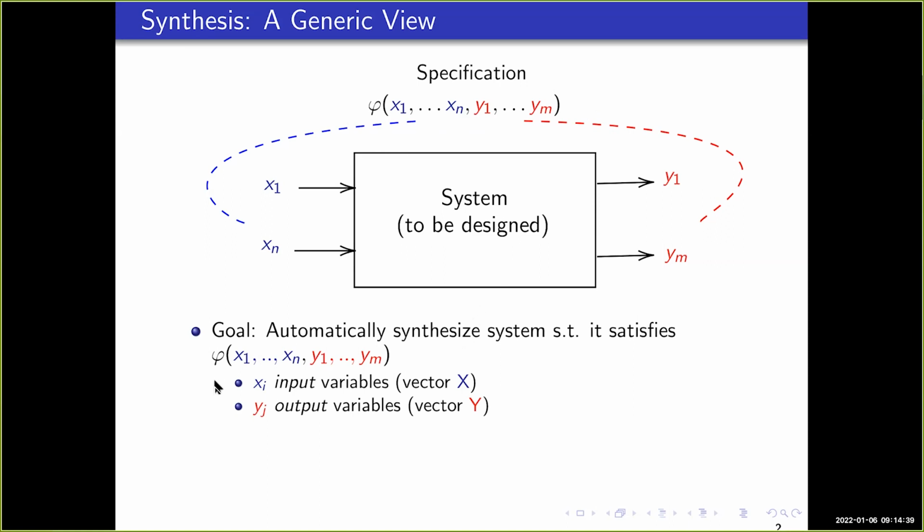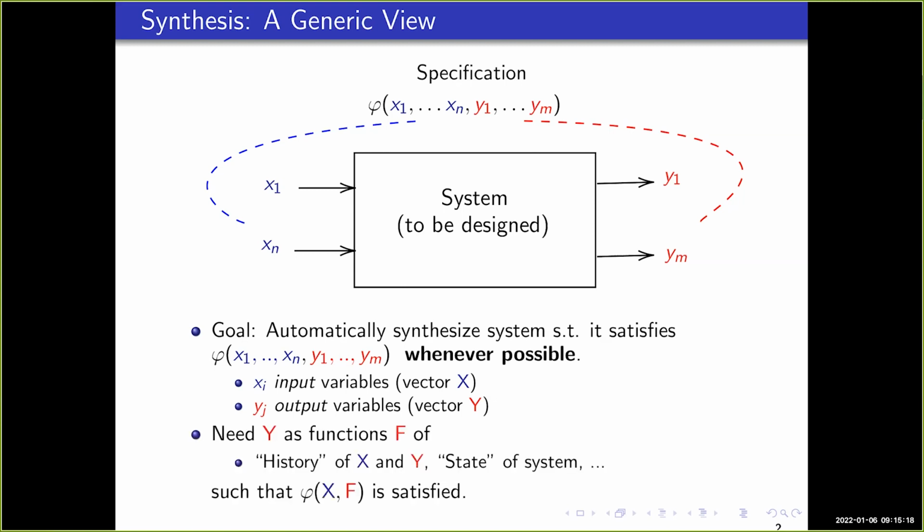Now we will soon see that if I give you an arbitrary formula like this on some input variables and output variables, it may not be possible to design any realistic system which can actually satisfy that specification. So we will add this extra rider to it, saying that we want to automatically synthesize the system such that it satisfies the specification, but whenever possible. And if you give me a specification such that it is not even possible to design such a system which satisfies that specification always, then of course there's not much we can do.